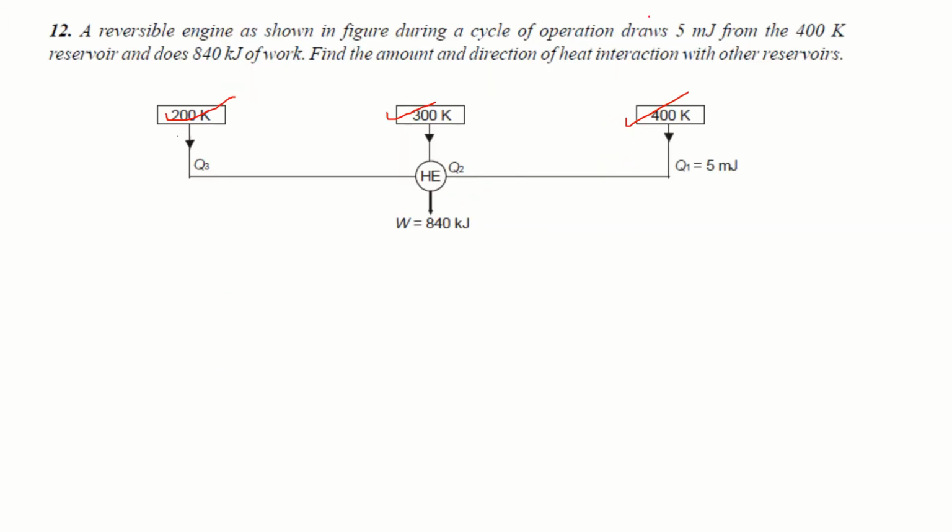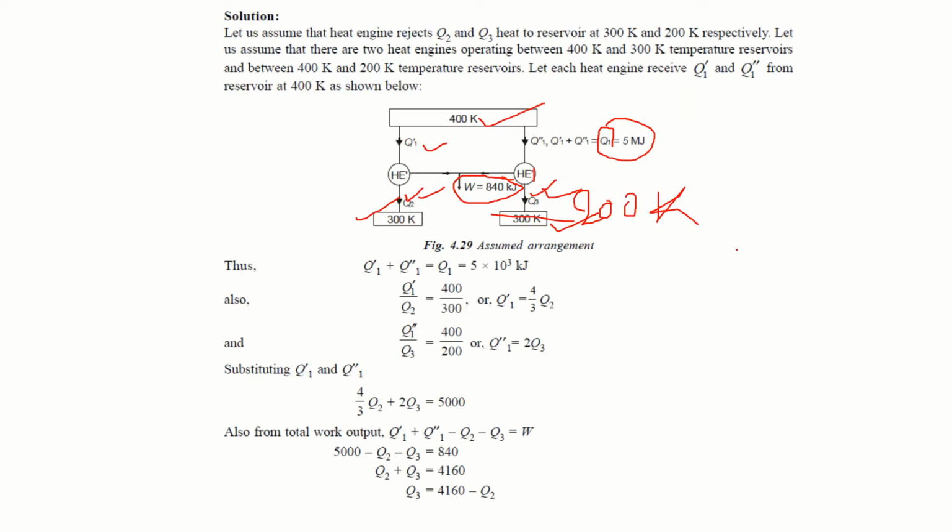If you look at this example, this M should be capital M. It is megajoules. Otherwise, if it is small m, it is going to be millijoules. Okay, that's fine. Now the solution is like this. Look here, Q1 dash plus Q1 double dash, total it is Q1, 5 megajoules. So 5 into 10 to the power of 3 kilojoules. This is given data.